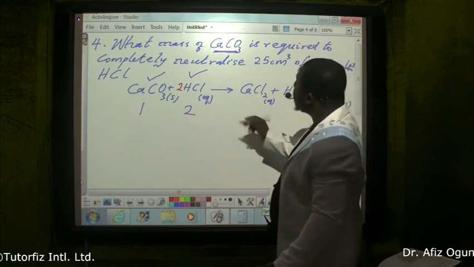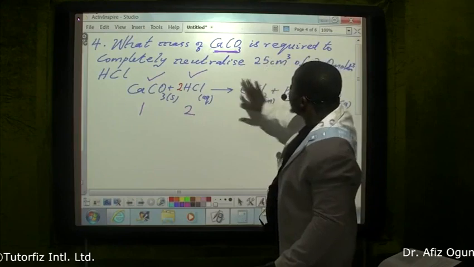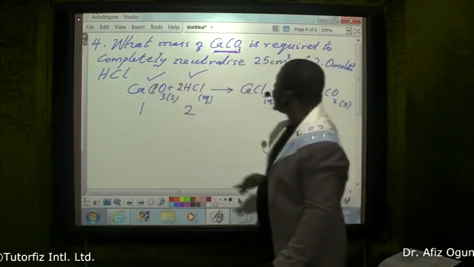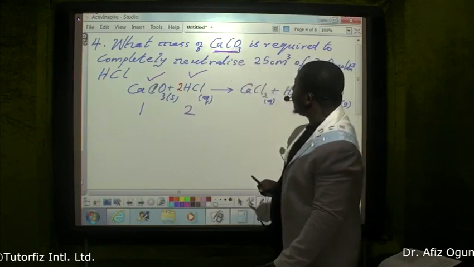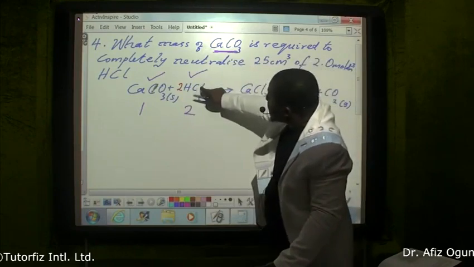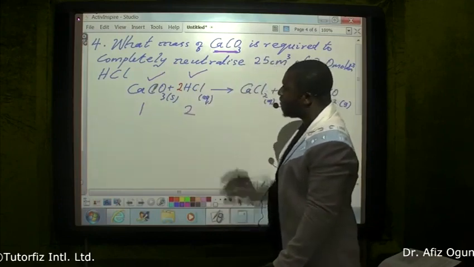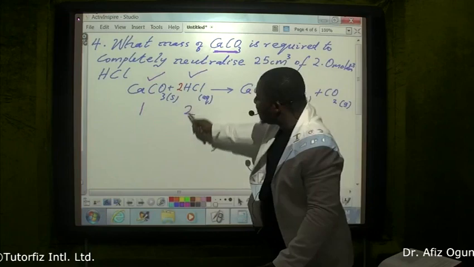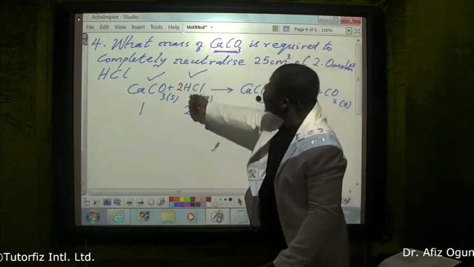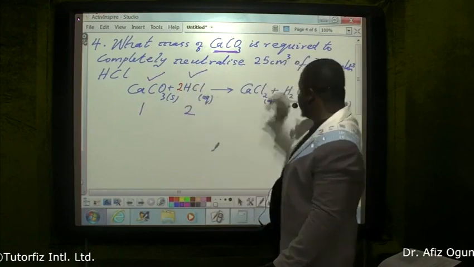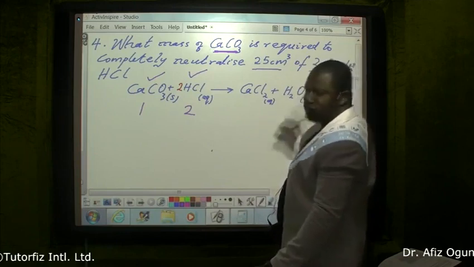Now, for me to know the number of mole of this, what do I have? I don't have anything from this to know the number of mole. But if I know the number of mole of this, it's a matter of dividing it by 2, then I know the number of mole of this. Do I have enough information to know the number of mole of HCl? Yes. I have 25 cm cube as volume, and I have the concentration.